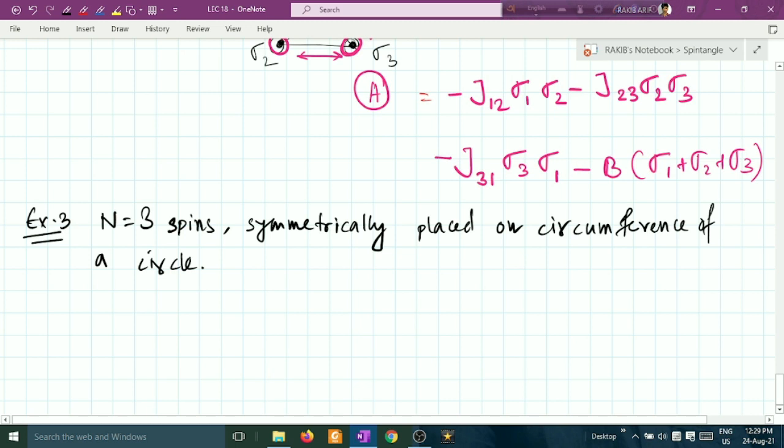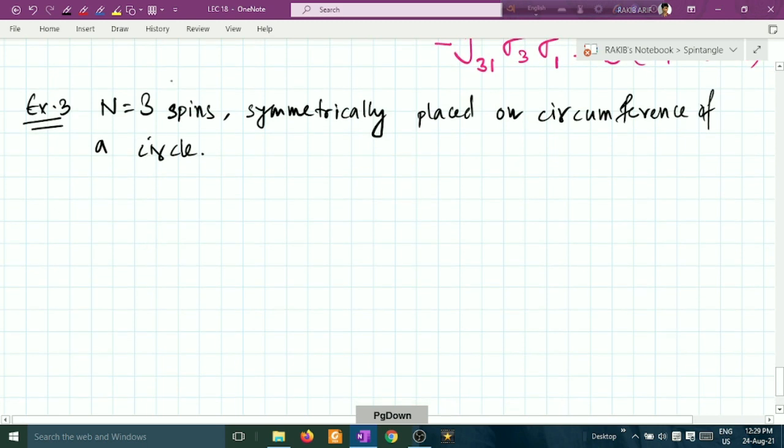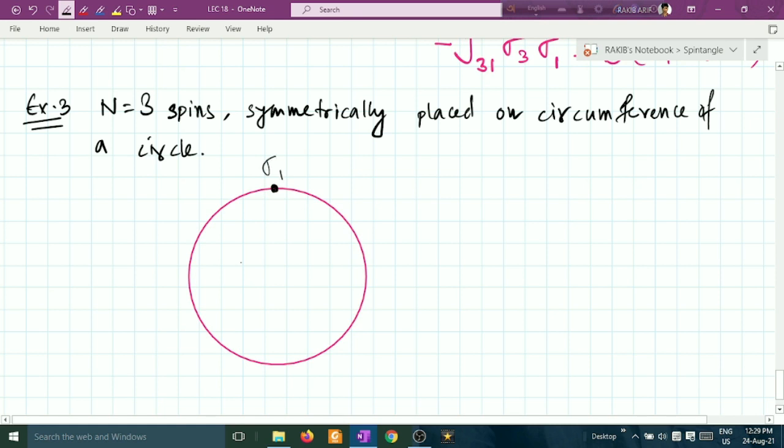n equals 3 spins symmetrically placed on the circumference of a circle. So what you have to do here, we have the circumference right now. Just wait, let me change the ink first. Say you have a circle. In this circle you have 3 spins. This is spin 1, say this is sigma 1, here it is sigma 2, and here it is sigma 3.